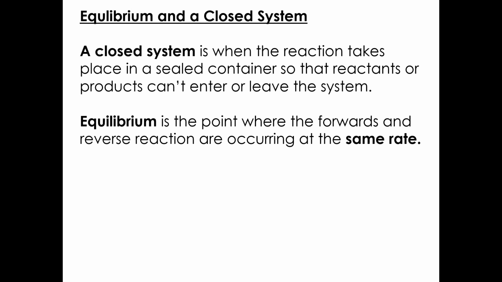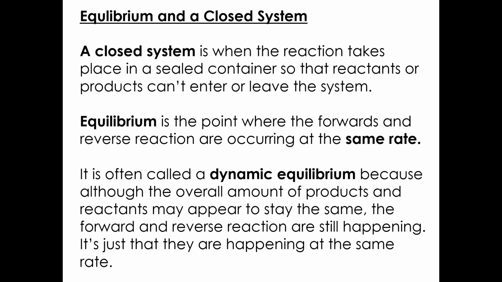Equilibrium is the point where the forwards and reverse reaction are occurring at the same rate, and make sure you learn these two definitions for your exam. It's sometimes called a dynamic equilibrium because although the overall amount of products and reactants may appear to stay the same, the forward and reverse reaction are still happening. It's just that they're happening at the same rate. So it might look like you're not making any more of the product, you actually are, it's just that it's turning back into the reactants as quickly as it's being formed.